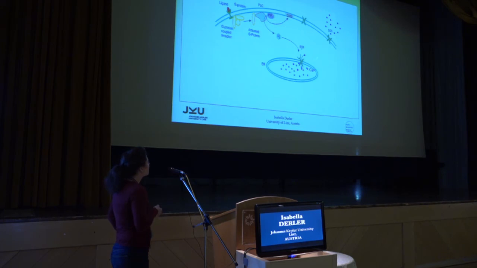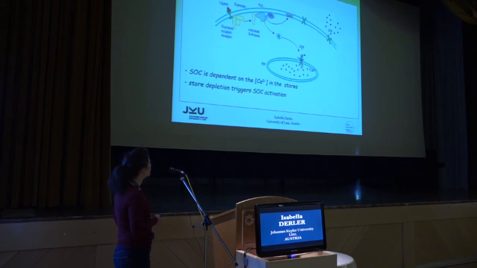IP3 binds to an IP3 receptor in the endoplasmic reticulum. The endoplasmic reticulum forms the calcium stores in the cell. And when IP3 binds there, this receptor undergoes a conformational change, and it leads to the release of calcium from the endoplasmic reticulum, as you see it here. And this leads to the activation of calcium entry from outside the cell, as you see it here.